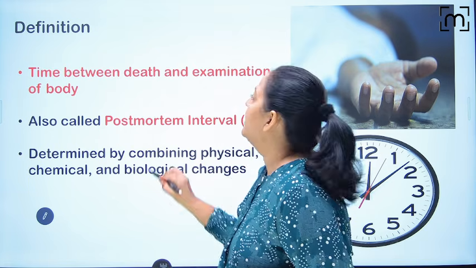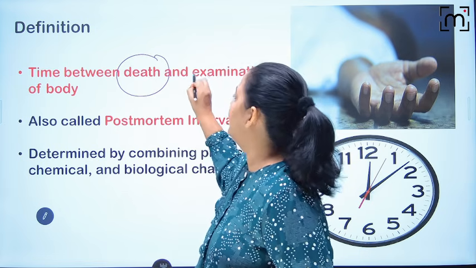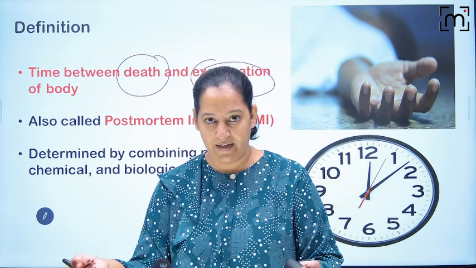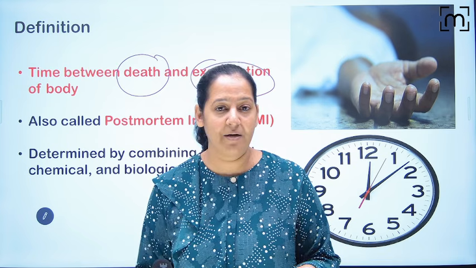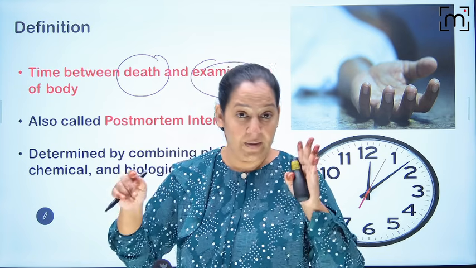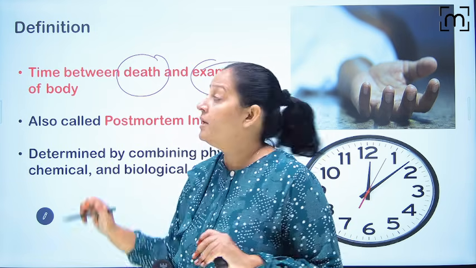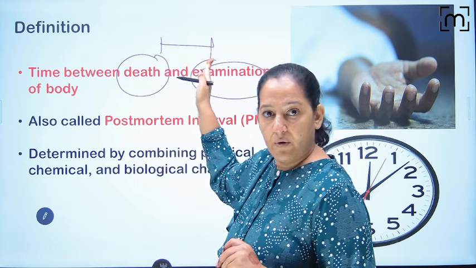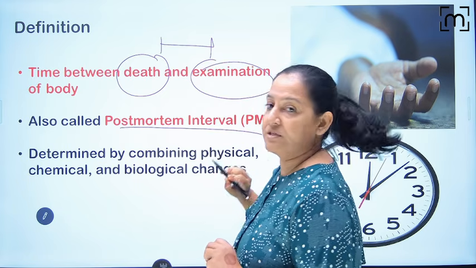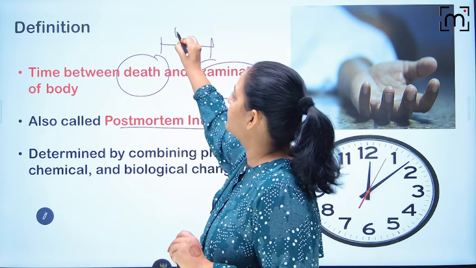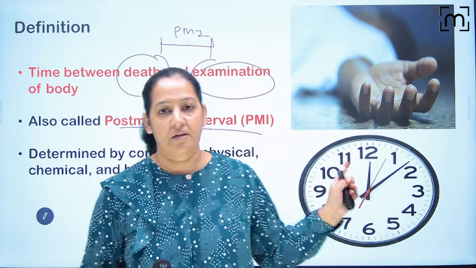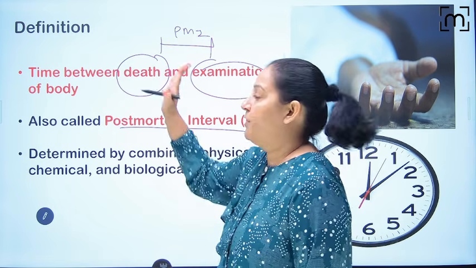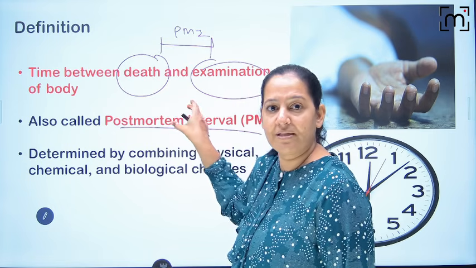So what is the definition? The time interval between death and examination of the body. I'm a forensic expert. There is a dead body handed to me by the police. I'm examining this dead body. So what is the time interval between the death and this moment? What is the time between the death and the examination of the body? This time interval is known as postmortem interval. Learn the definition: between death and the examination of the body. This is known as PMI.